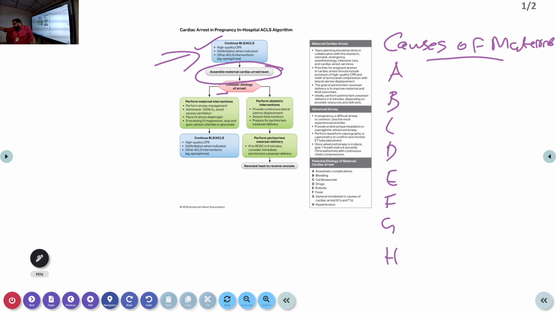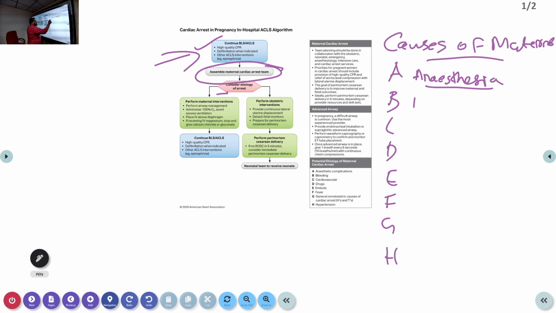I am not denying that the 5Hs and 5Ts are there. On top of that, if a patient who is pregnant has a cardiac arrest, you need to consider these things also. A is for anesthesia-related complication, either the drug or whatever you have given. Suppose this patient was planned for a cesarean section, anesthesia has already been given, and the patient suddenly collapses. It can be a complication due to the anesthetic agent that has been given. So A is for anesthesia-related complication.